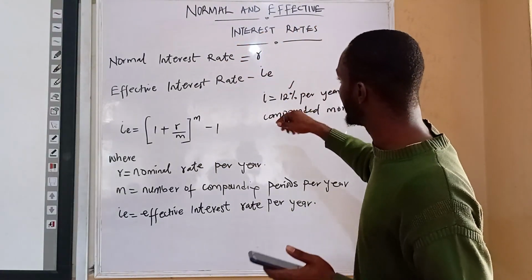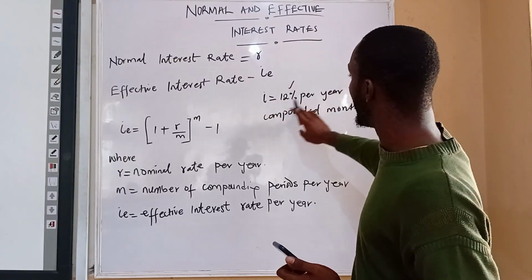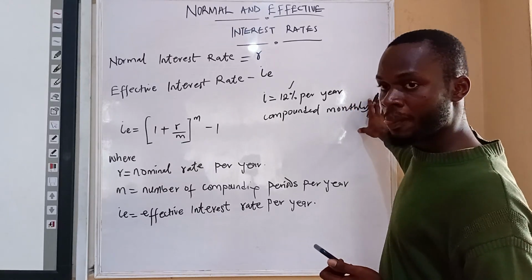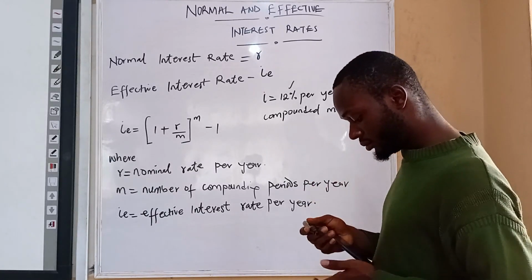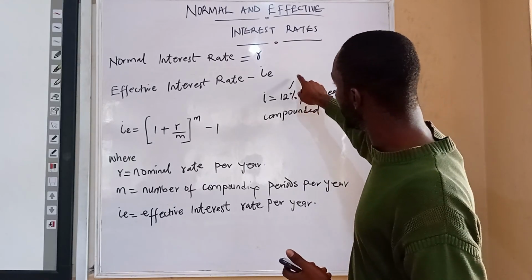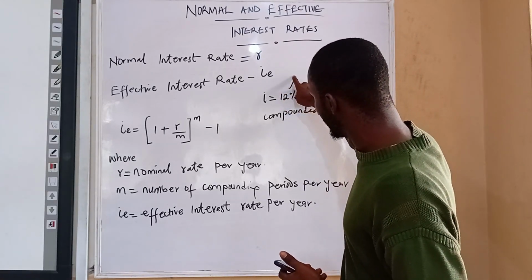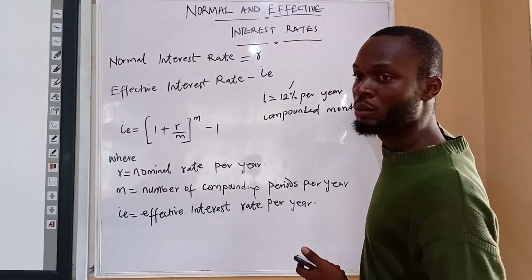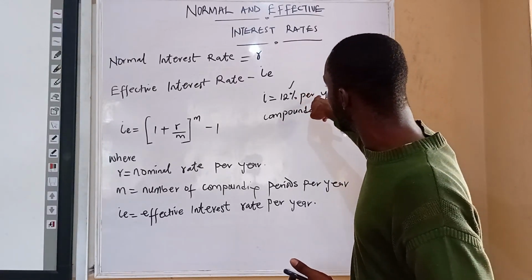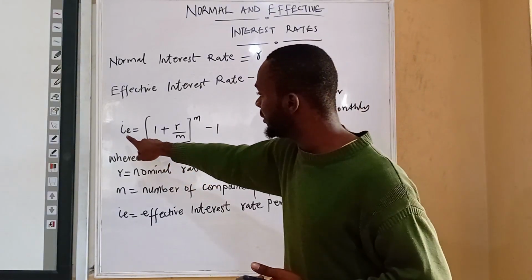I don't know if you understand. So the interest rate is 12% per year, compounded monthly. This 12% is compounded every month. So for you to get the one to use per year, you have to find the effective interest rate.